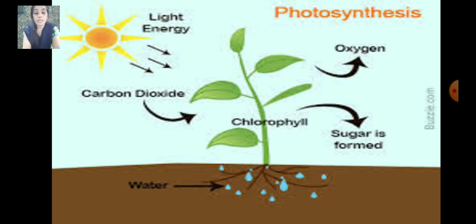Using the energy of the sunlight, what do the leaves do? Leaves change water and carbon dioxide into a kind of sugar, which is the food of the plant. The food is then taken to all parts of the plant through the veins and the stem.